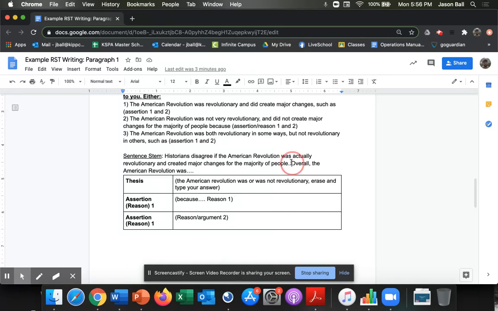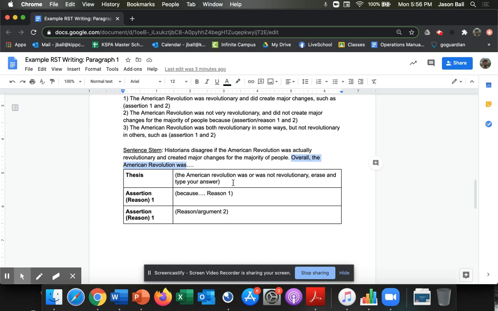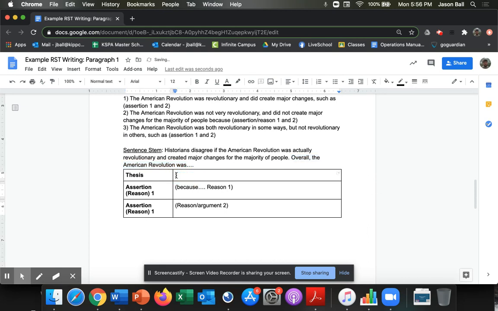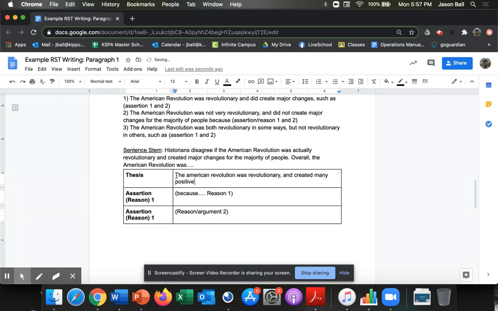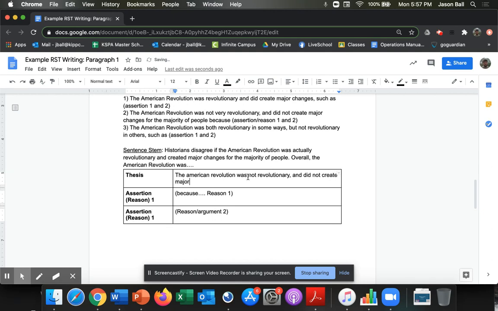But then right here, this would be to set up your thesis. But overall, the American Revolution was, and then you choose, was it revolutionary and created major changes? If that's the one you agree with, erase that, type that here. Say, the American Revolution was revolutionary and created many positive changes. But again, that's just one option. You could also say American Revolution was not revolutionary and did not create major changes. And again, third option is both.